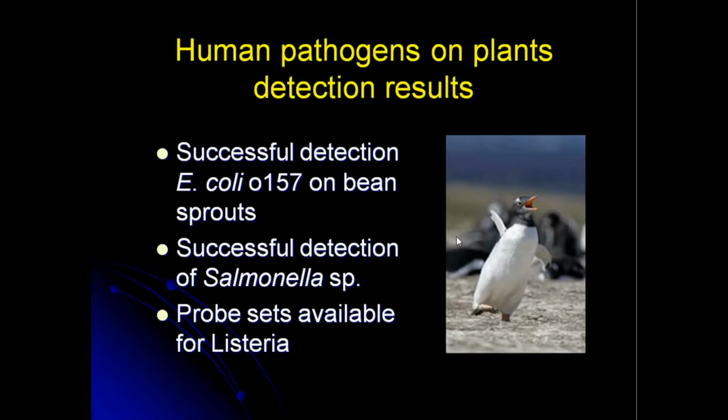E. coli O157 on bean sprouts. We can detect Salmonella on bean sprouts. And we're working on detecting Listeria as well. So this has the capacity to detect human pathogens that are simply residing on the surface of plants and food tissues.